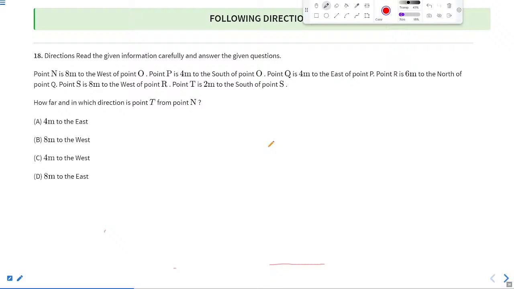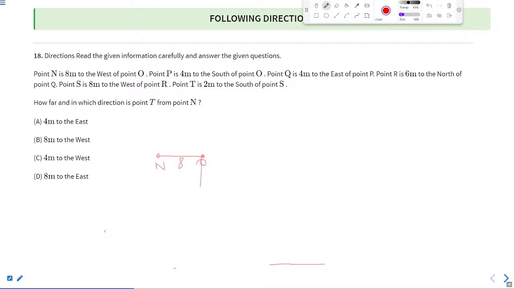18. Point N is 8 meters to the west of point O. Point P is 4 meters to the south of point O. Q is 4 meters to the east of point P. Point R is 6 meters to the north of point Q. S is 8 meters to the west of point R. T is 2 meters to the south of point S. How far and in which direction is point T from point N? So we have N 8 meters to the west of O.